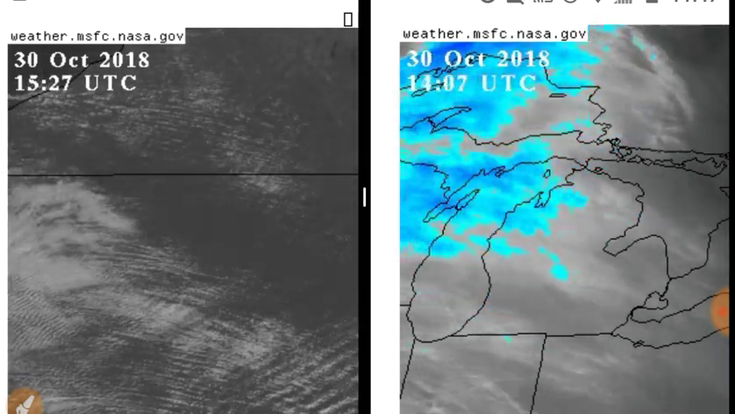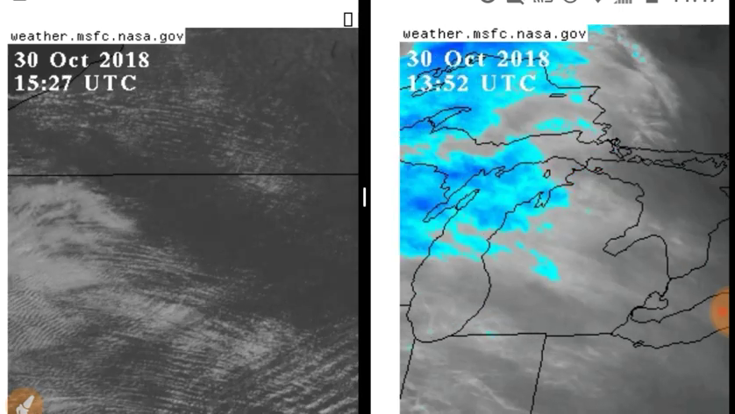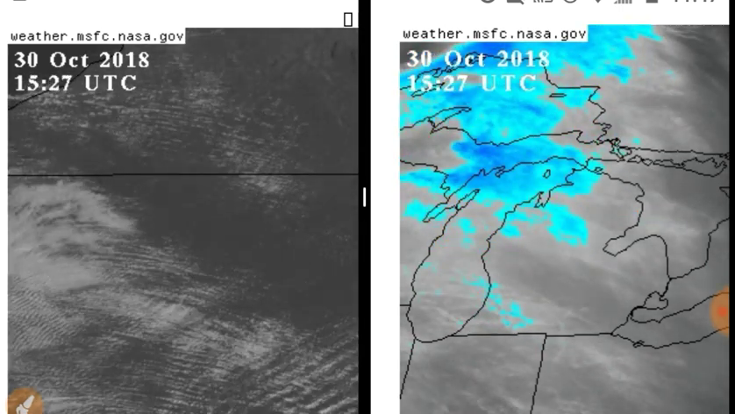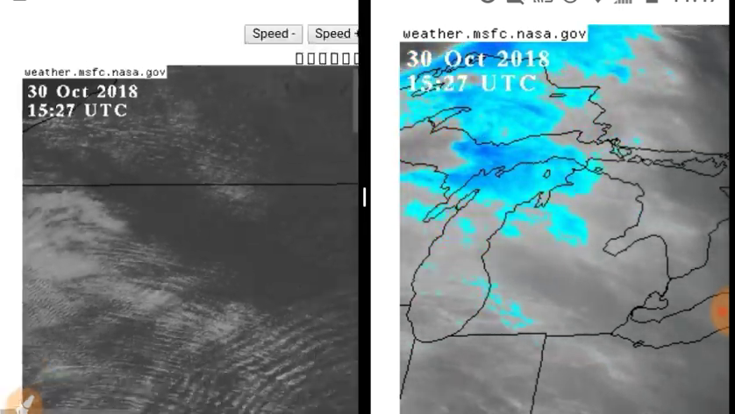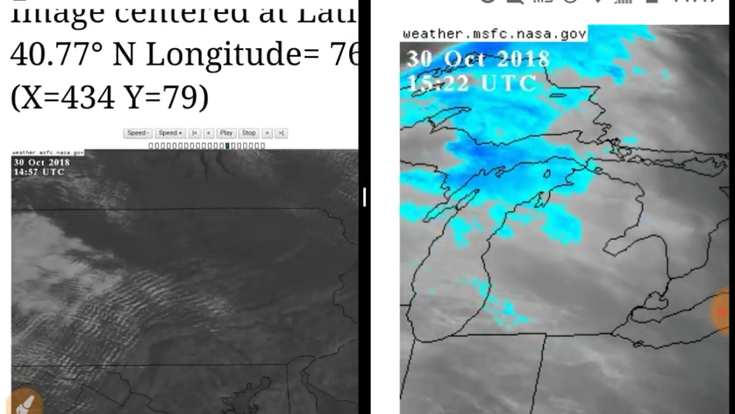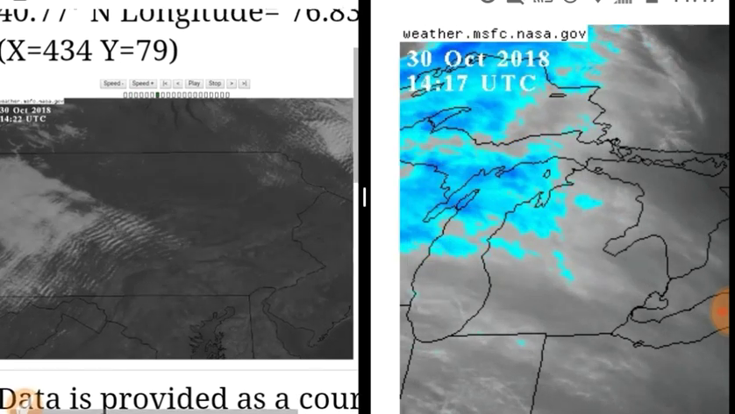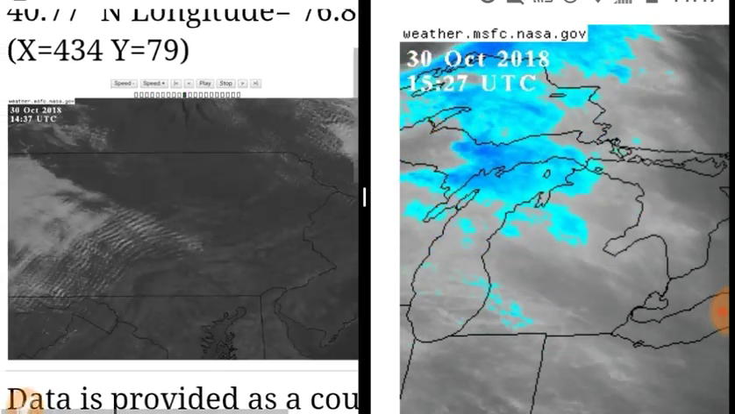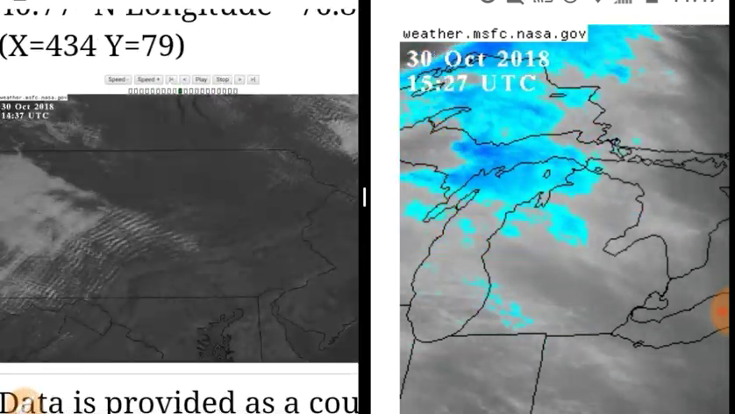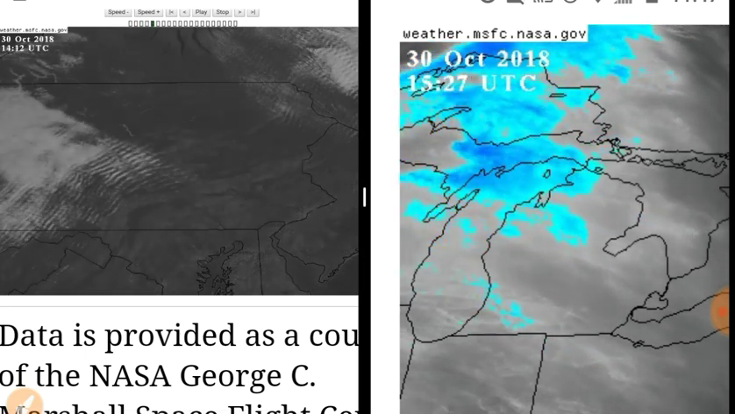A lot of people going outside, seeing patterns in the sky, not understanding them. Now, let's zoom out sufficiently so we can see the entire image. We're looking at the state of Pennsylvania, a little bit of New Jersey, New York, and Maryland.